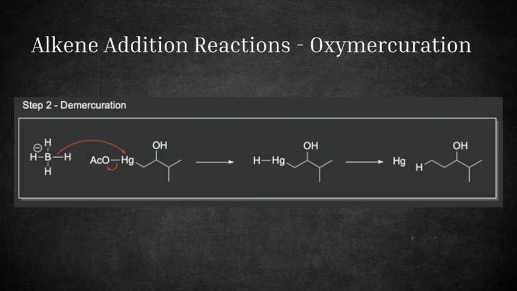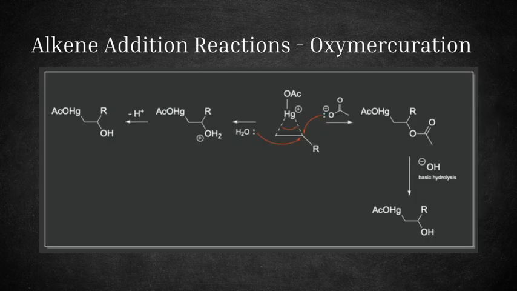This transformation can proceed via a free radical mechanism, though the details of this mechanism will not be elaborated on in this video. Ultimately, this second step, known as the demercuration step, removes the mercurial group from the product of the first step and yields the desired Markovnikov alcohol as the final product.